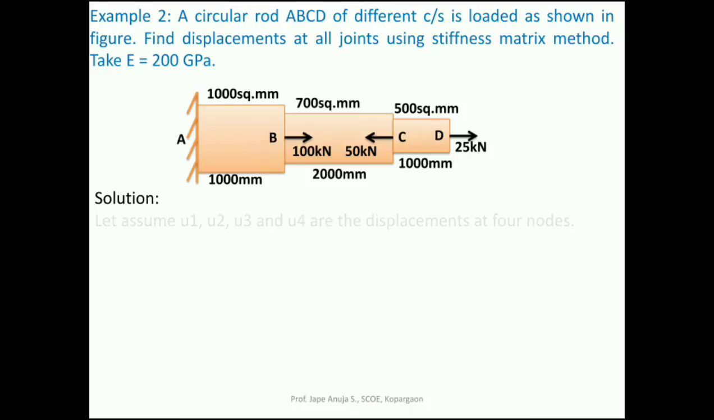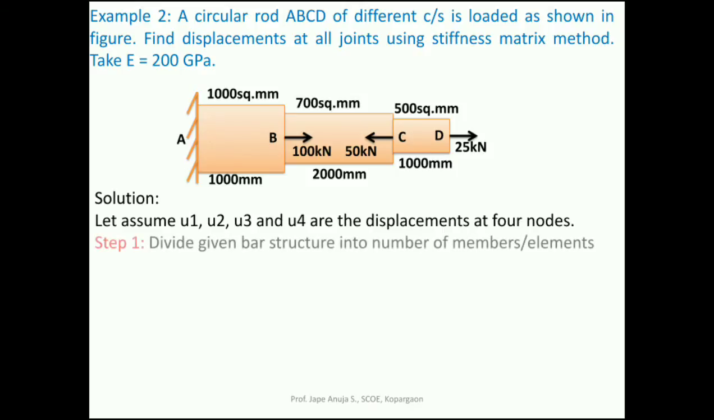The very first step is to assume the displacement, that is, to find the degree of freedom. Instead of this statement, you can also write degree of freedom equal to 4, that is at A, B, C, D, or instead of A, B, C, D, you can give the 4 nodes 1, 2, 3, 4. So here I have assumed node numbers as 1, 2, 3, 4, and accordingly I have written U1, U2, U3 and U4 as the displacements, that is, the degrees of freedom.